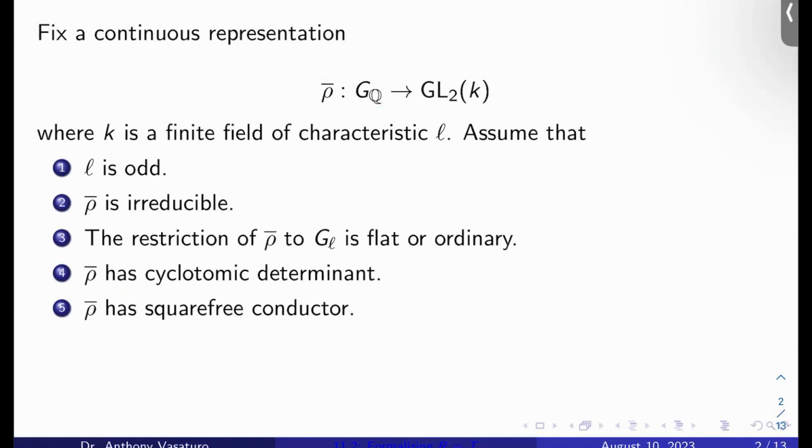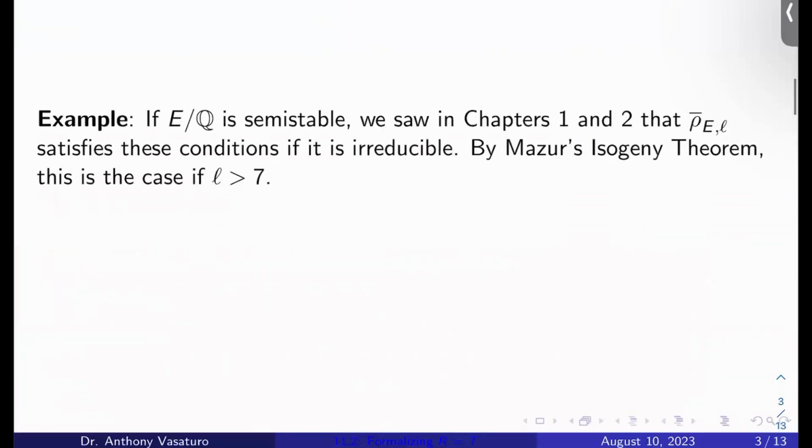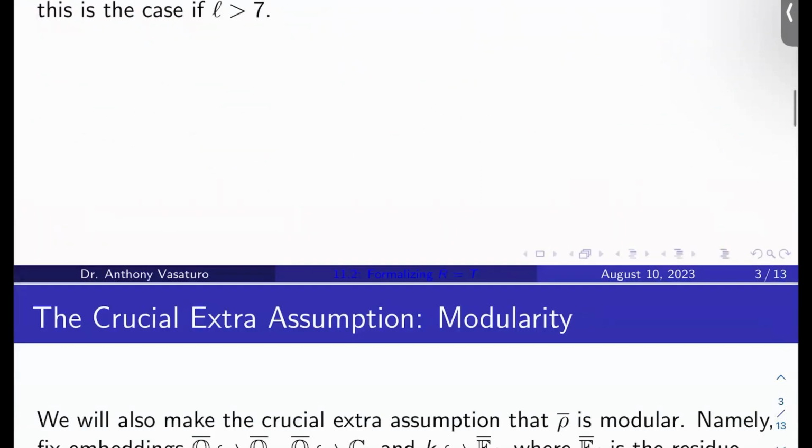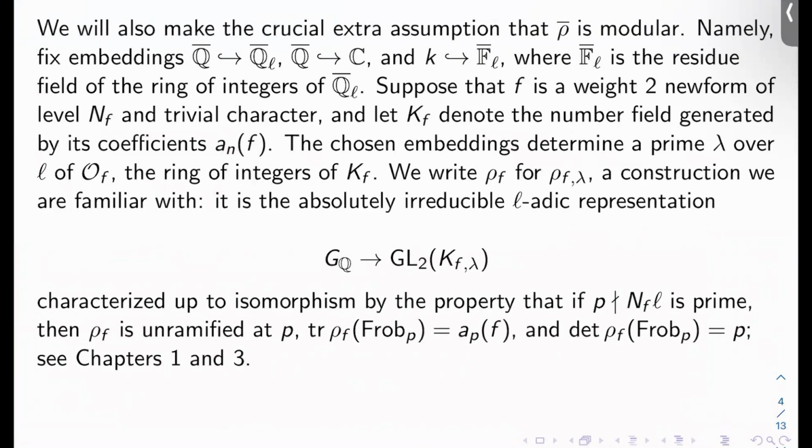Because remember, we're really trying to prove the semi-stable modularity theorem, and elliptic curves have square-free conductors. And it just makes the proof easier. Okay. So speaking of which, if E over Q is a semi-stable elliptic curve, we saw in chapters 1 and 2 of this playlist that rho bar_{E,L}, the residual mod L representation attached to E, satisfies these conditions as long as it's irreducible. By Mazur's isogeny theorem, this will be the case, for example, if the prime L is bigger than 7.